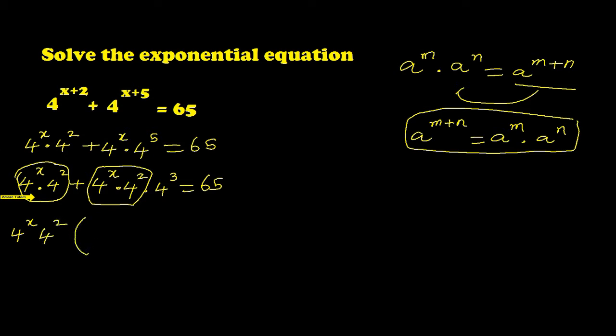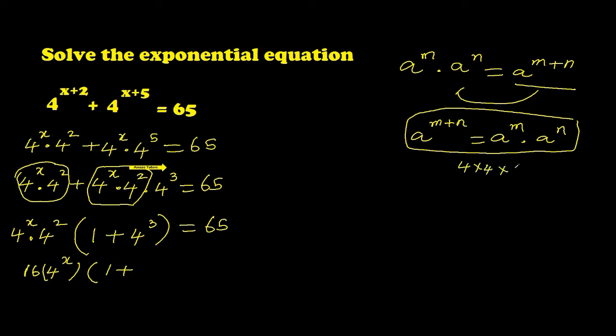Now after taking 4 to the power x and 4 to the power 2, there is nothing left in the first term. I am left with 1 plus, from the second term, as I have already taken this part, I am left with only 4 cubed equals 65. There is a dot. Now I know very well 4 squared is 16. I can again rewrite that as 16 times 4 power x times 1 plus 4 cubed, which is 4 times 4 times 4.